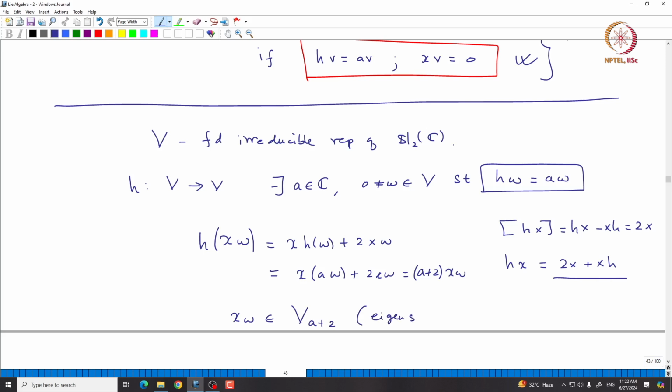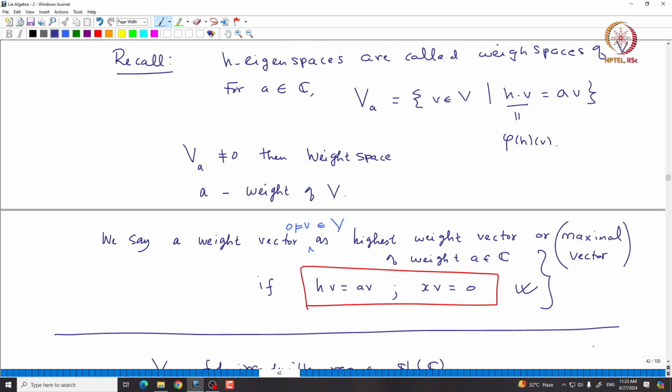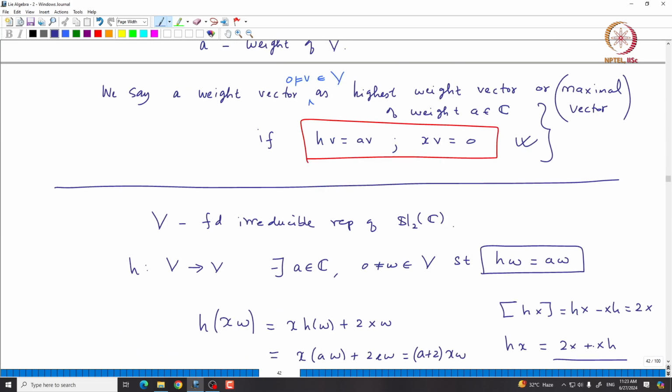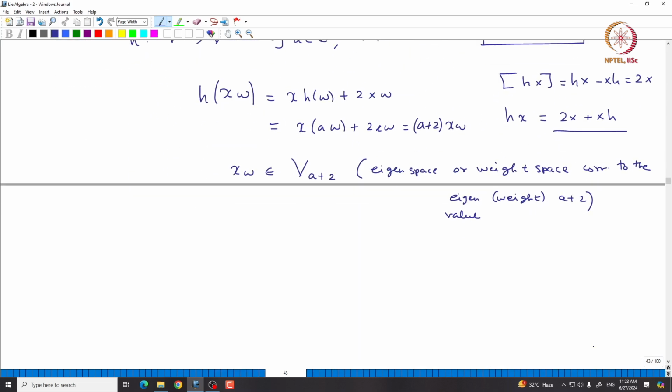So, this is the eigenspace or weight space corresponding to the eigenvalue or weight a plus 2. Okay. So, I am going to use weight and weight spaces and so on from now onwards, because you are not familiar with the terminology. So, I am recalling again and again. Eigenspaces for this particular operator are called weight spaces, and eigenvalues again will be called weights.